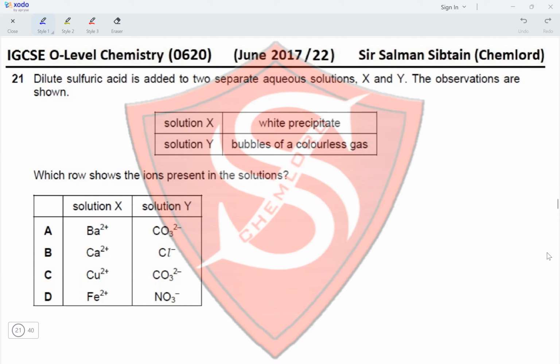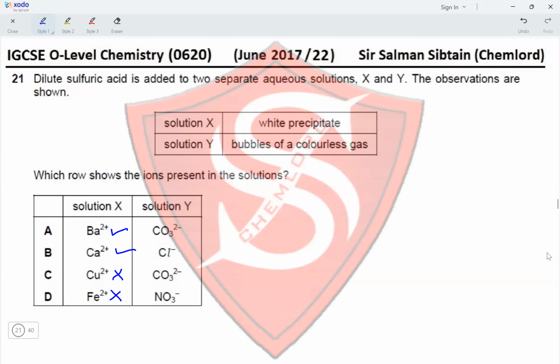Now, since addition of sulfuric acid produced a white precipitate, it means that barium ions must be present in solution X. Barium or calcium ions can also be present in solution X. So, calcium sulfate is also a white precipitate, barium sulfate is a white precipitate. So, we've got barium, we've got calcium, copper would give a blue solution, and iron would give a green solution. So, C and D have been eliminated.